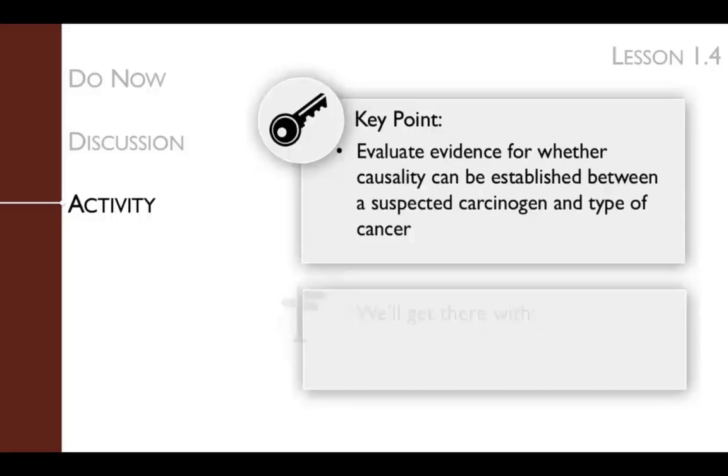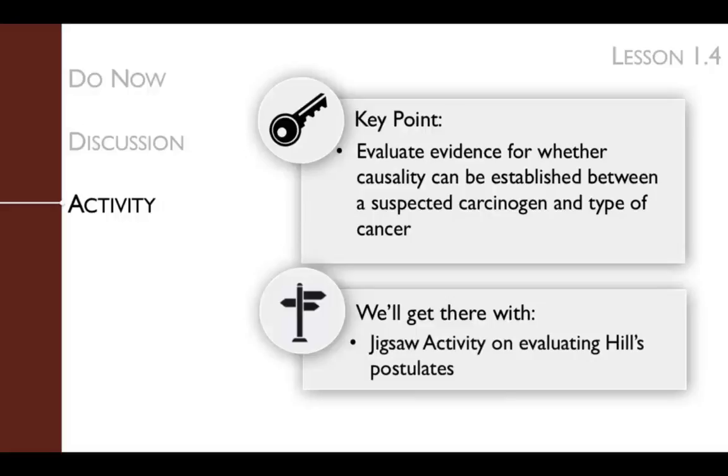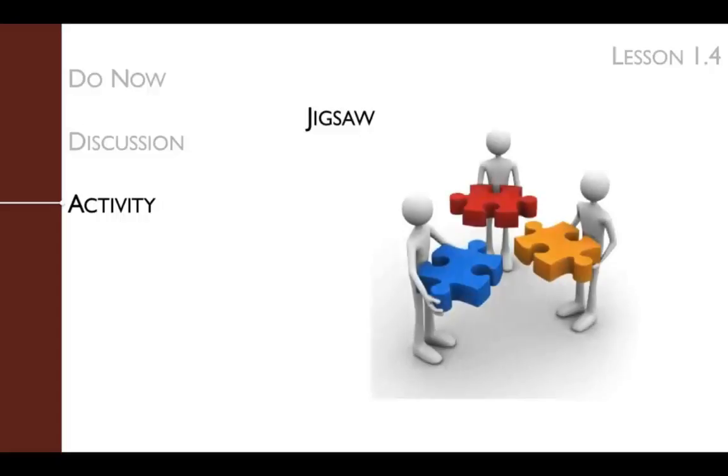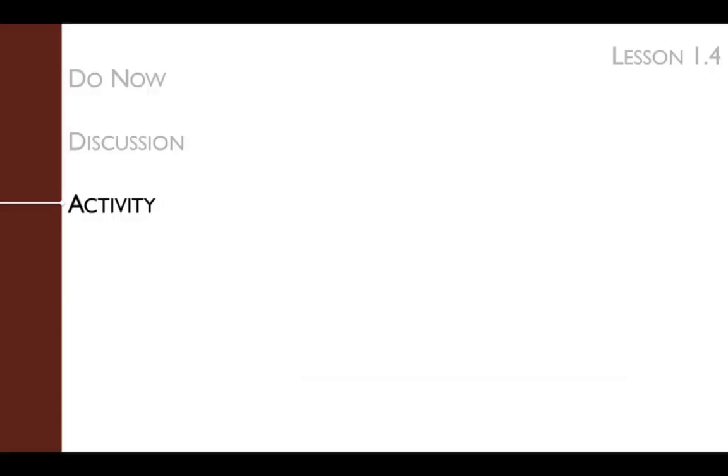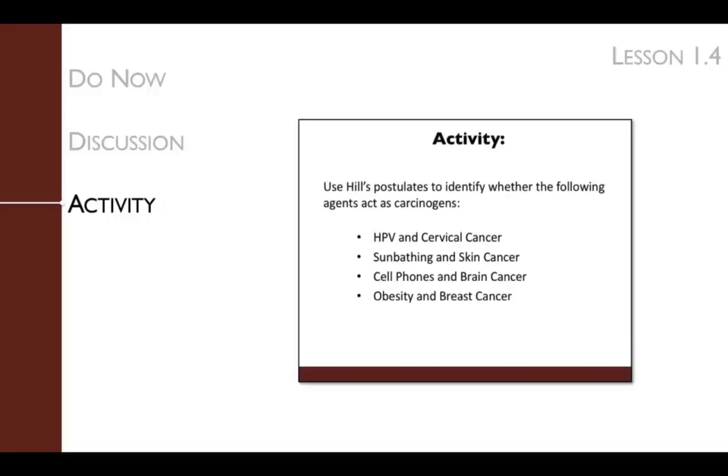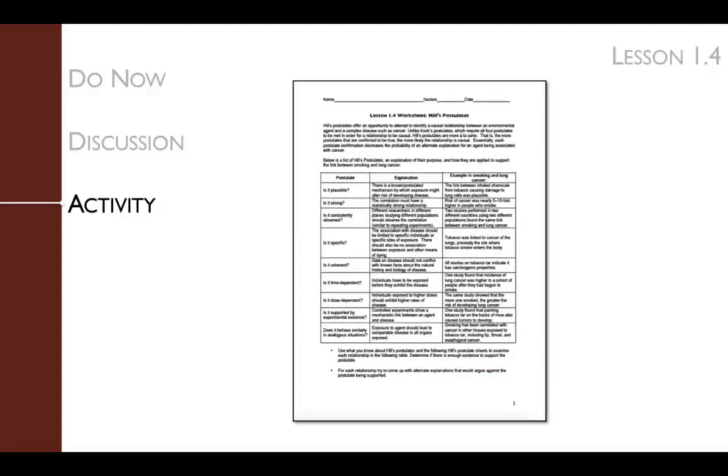The key point of the activity is to evaluate evidence for whether causality can be established between a suspected carcinogen and type of cancer. We'll get there with a jigsaw activity on evaluating Hill's postulates. In the jigsaw activity, students will work in groups of 3, and each group will examine one of the 9 Hill's postulates for each of 4 different relationships. They will then determine whether the evidence supplied is sufficient to satisfy that postulate and try to come up with an alternate explanation for the results that would argue against that postulate being satisfied.